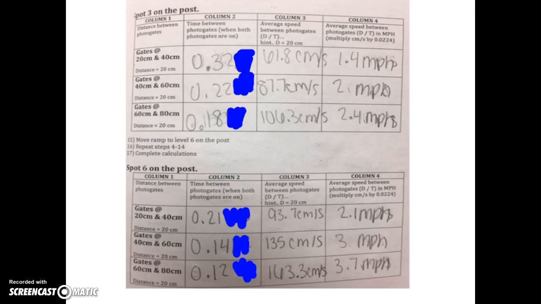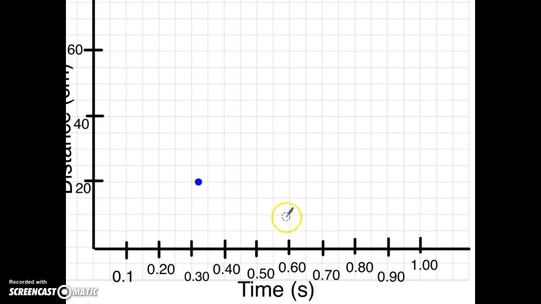So what I'm going to do is I'm going to take these numbers and I'm going to add them together to get my second point. 0.32 plus 0.22 equals 0.54. That's going to be my next point. You add these 2 numbers together to get your second point. Here's what mine will look like. I'm going to go to 0.54. 40 centimeters, 0.54 would be about right there.